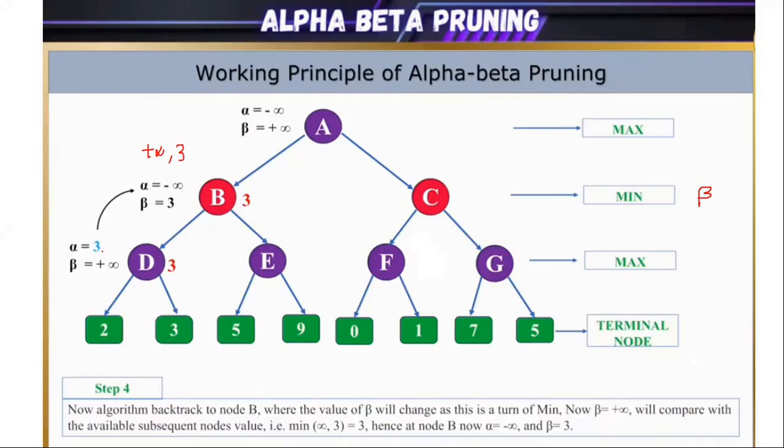Don't confuse. I have not taken alpha value 3 here, right? Alpha value I have taken as minus infinity. I am now calculating only the beta value. So when I am calculating the beta value, what do I check? I compared plus infinity and 3, and I came to know 3 was the minimum. Here also don't confuse. Previously we took the positive because it was maximum. Now it is minimum, that's why I took it. So I got alpha equal to minus infinity and beta equal to 3. Right. Okay. Now clear.